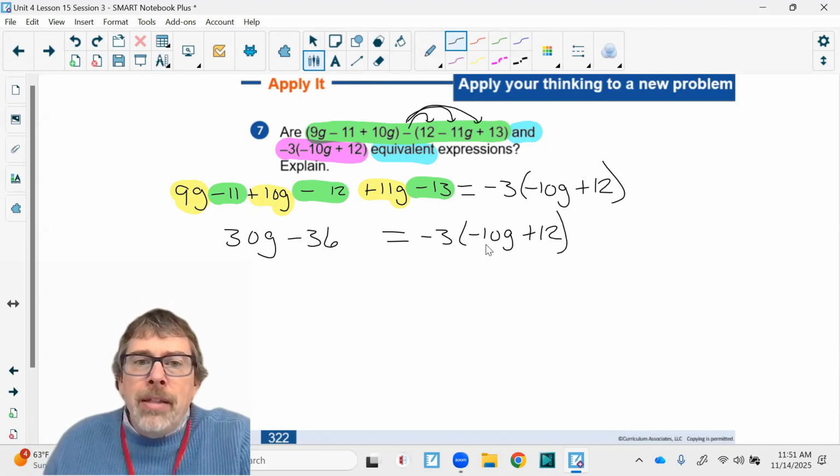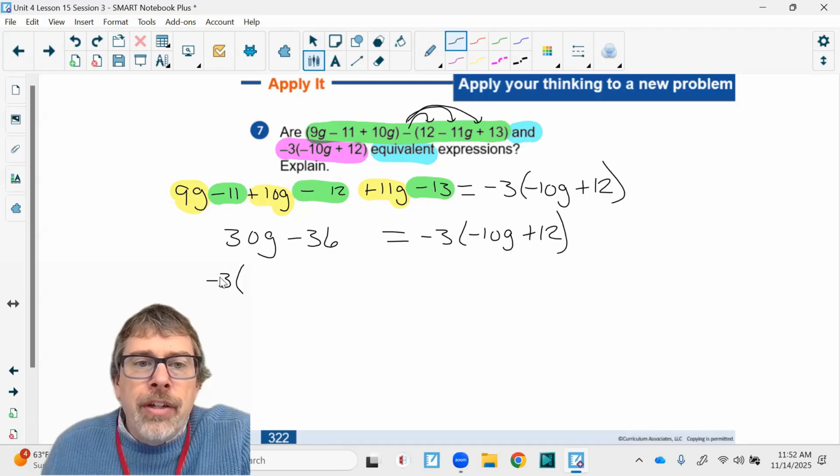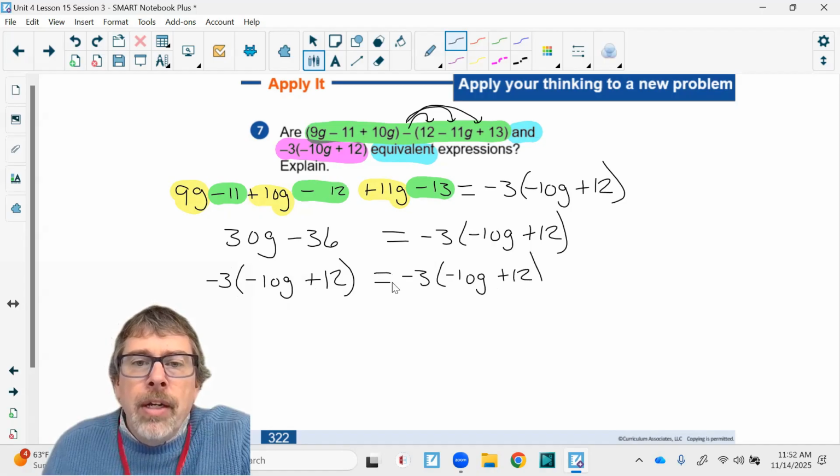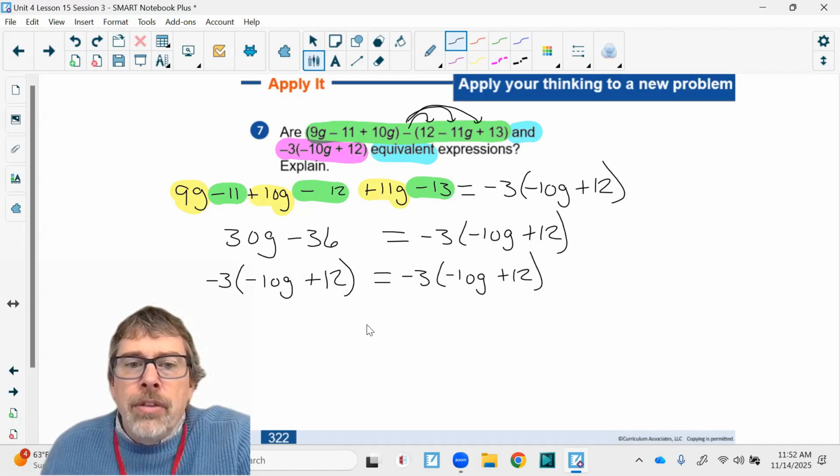So in order to try to make these look equivalent, I'm going to divide out a negative 3. So I'm going to take a negative 3 out, and 30g divided by negative 3 is going to be negative 10g. A negative divided by a negative is positive. 36 divided by 3 is 12. And that is going to equal negative 3 times negative 10g plus 12. And these are equivalent, so it is yes. Okay, they are equivalent.